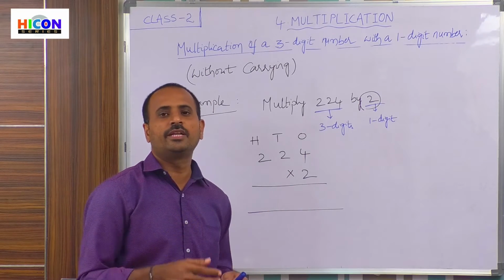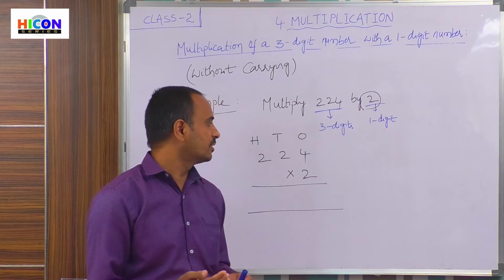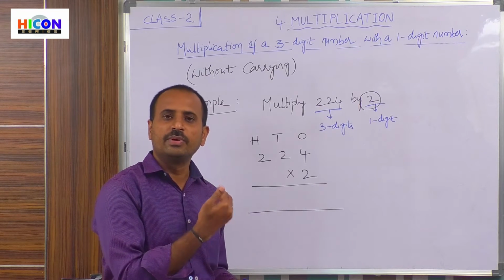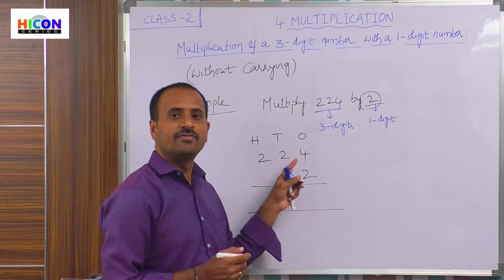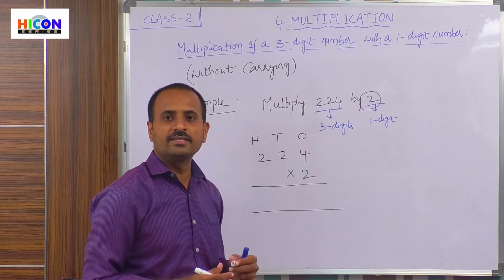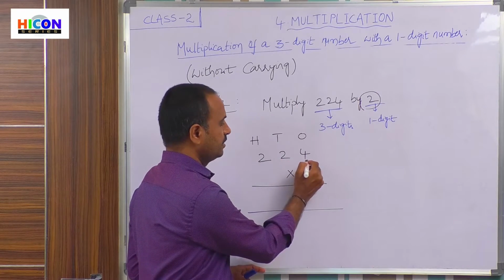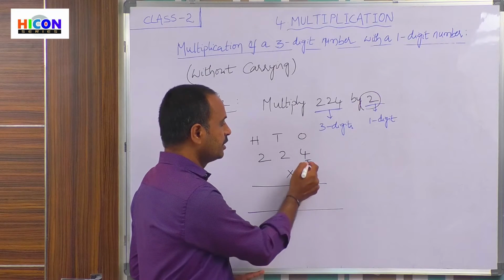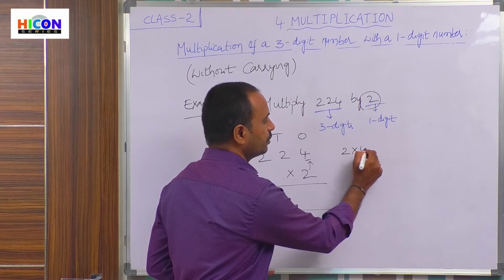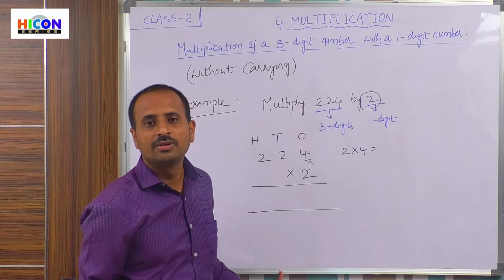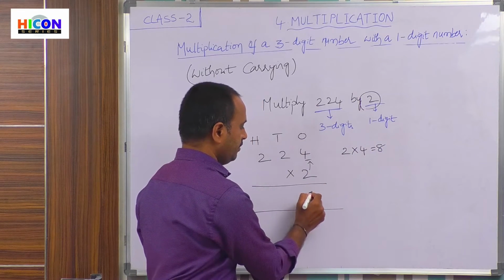So now start the multiplication. How to start? Start the multiplication from the ones place. First multiply the digit present in ones place with 2. What is the digit present in ones place here? 4 is the digit present in ones place. Multiply 4 with 2, that is 2 into 4. Children, how much are 2 4s? 2 4s are 8. So write 8 under ones place.